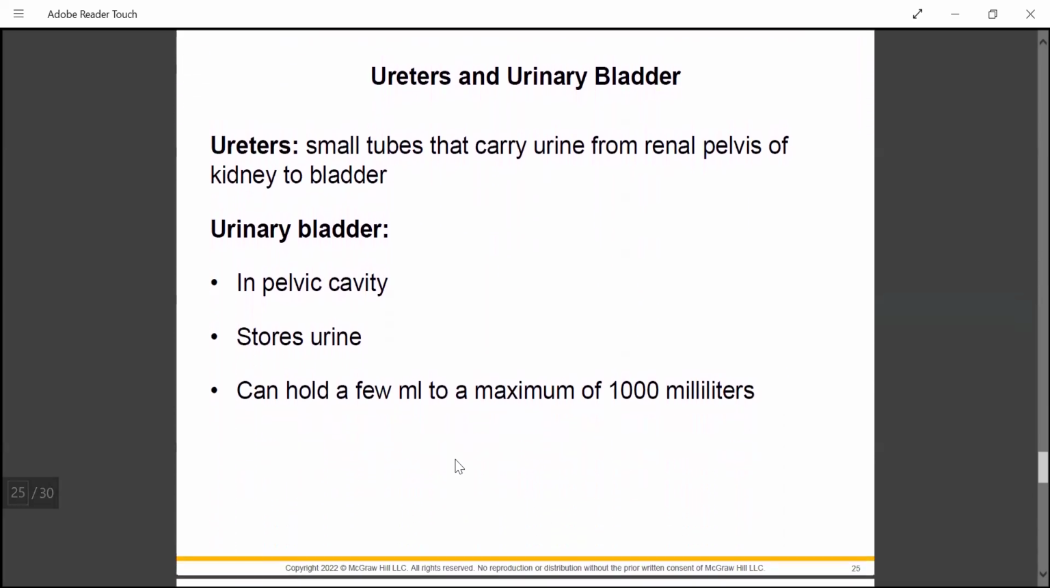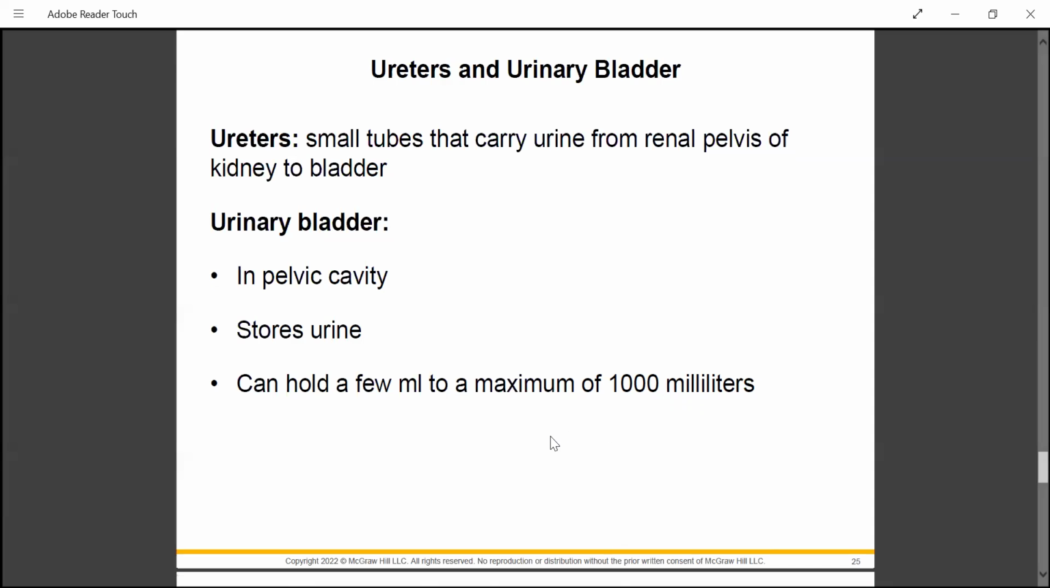So getting away from the nephron itself a little bit, now we're at the ureters, and these are the small tubes that are going to carry urine from the renal pelvis of our kidney to the actual bladder. Our bladder is down in the pelvic cavity, and its job is to store urine, and it can store a lot of urine. A couple thousand milliliters or 1,000 milliliters is what we consider the max, which is a lot of fluid.